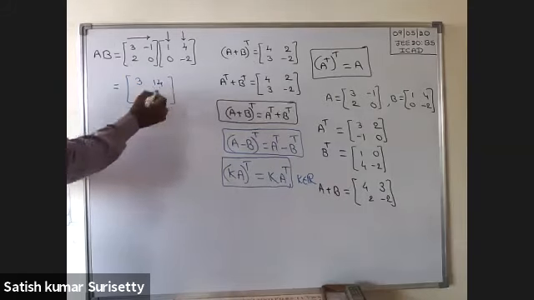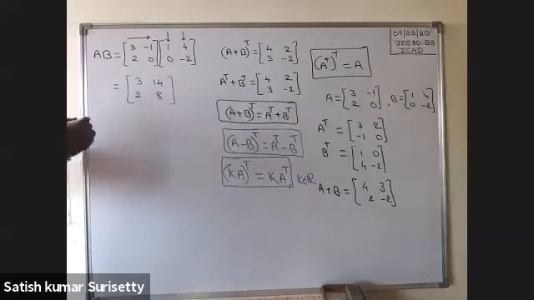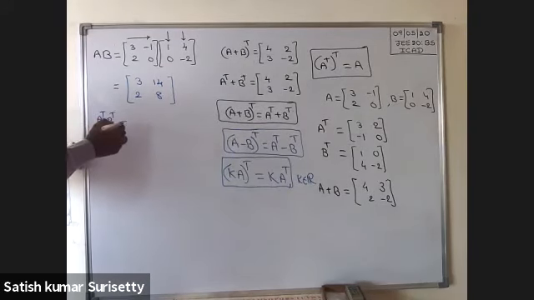What is the value? First row-wise, you tell me. 3, 14. 2, 8. Next, 2, how much? 14. Correct. Next, second row: 2, 8. Now let us calculate A transpose into B transpose.